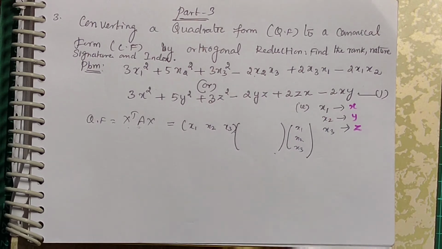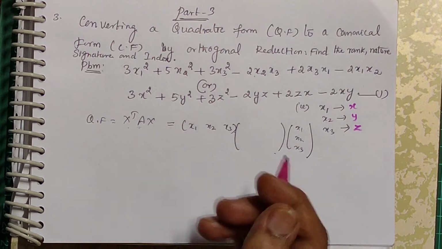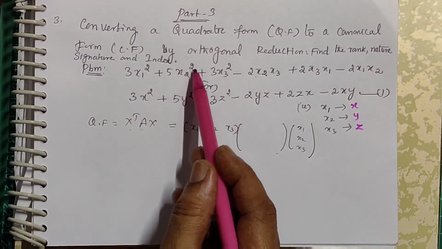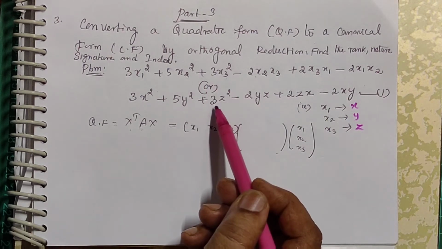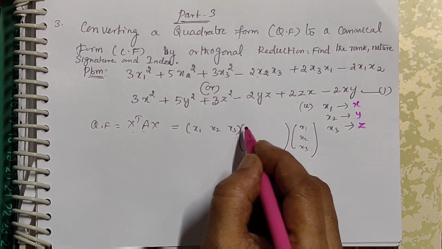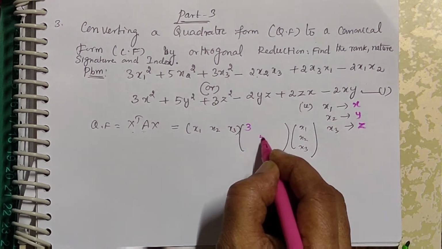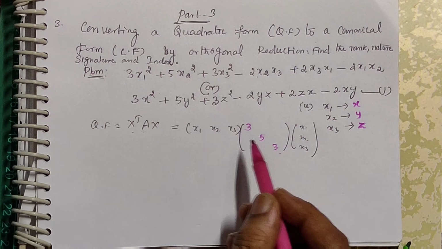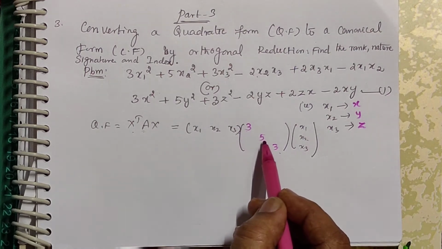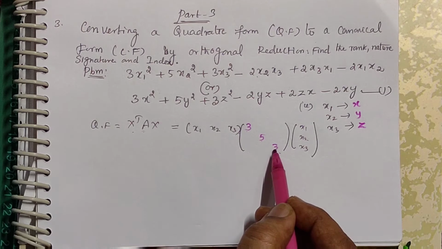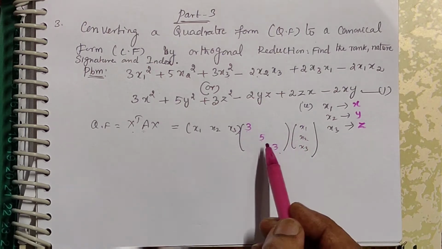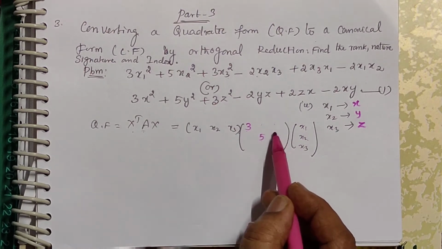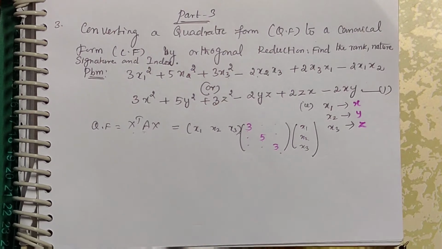Now to begin with, how to write this matrix. We have the squared terms: either 3x1 squared or 3x squared, 5x2 squared or 5y squared, 3x3 squared or 3z squared. First, fill the principal diagonal elements. I am writing it with the pink color: 3, 5 and 3, which are the coefficients of x1 squared, x2 squared and x3 squared. Or else you can say it is 3x squared plus 5y squared plus 3z squared. Now what about the remaining positions? How do I fill those?